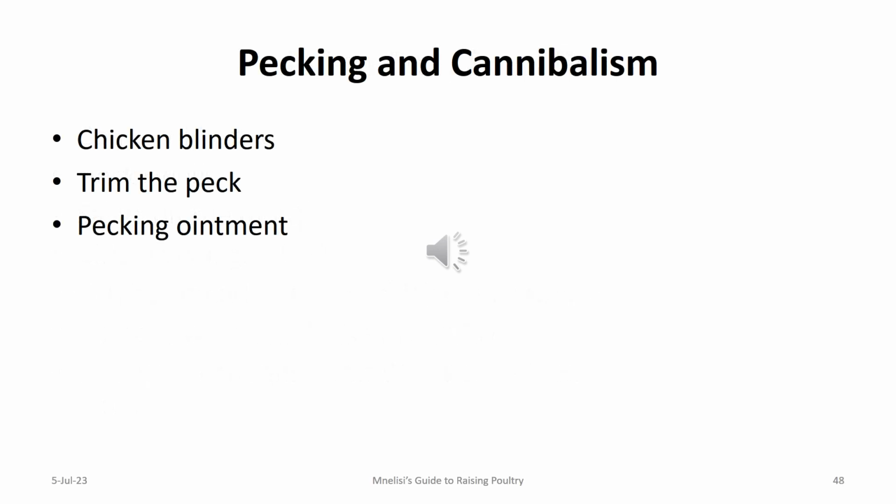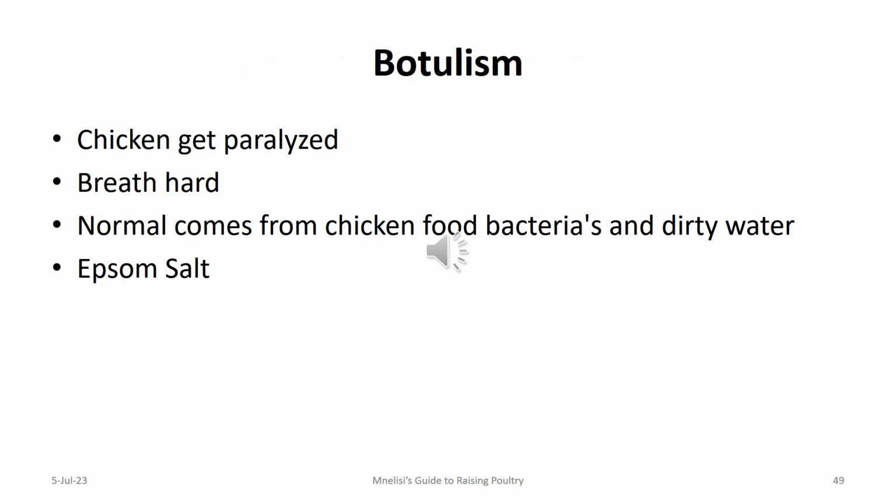Pecking and cannibalism. Chickens will peck each other until blood comes out or death. To fix this, you need to use blinders or trim the beak or use pecking ointment. Botulism. This is a chicken disease that comes from bacteria in chicken food and dirty water. A chicken will get paralyzed and breathe hard. It can be cured by giving your chicken Epsom salt.